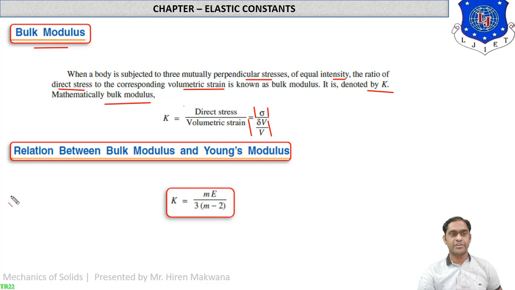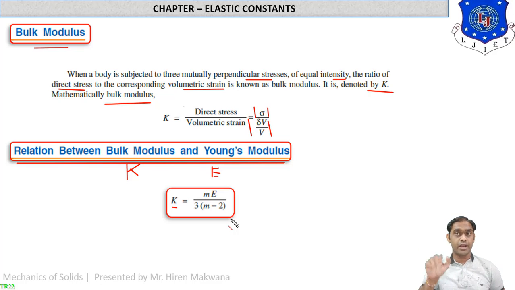Now there are two relations. First one is the relation between the bulk modulus and Young's modulus. Bulk modulus means K, while the Young's modulus means E. So the relation is given by K is equal to ME upon 3 times M minus 2, where 1 upon M is equal to Poisson's ratio. So M is the reciprocal of Poisson's ratio.